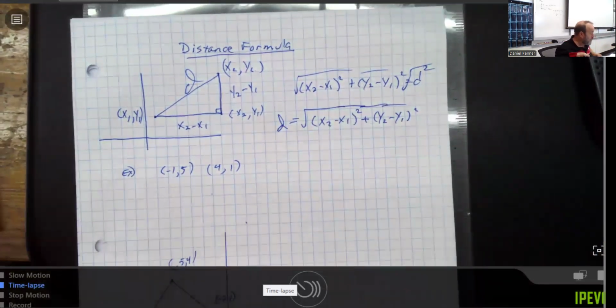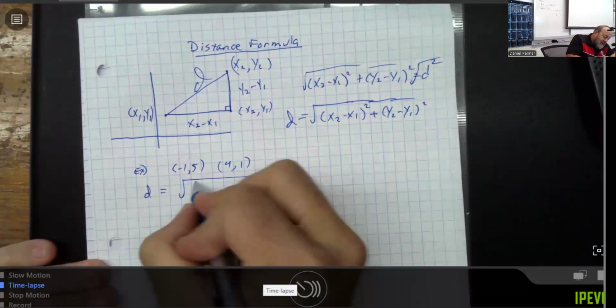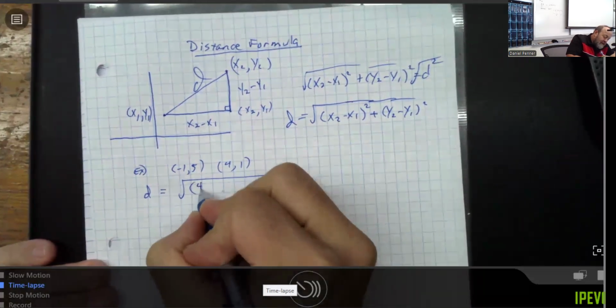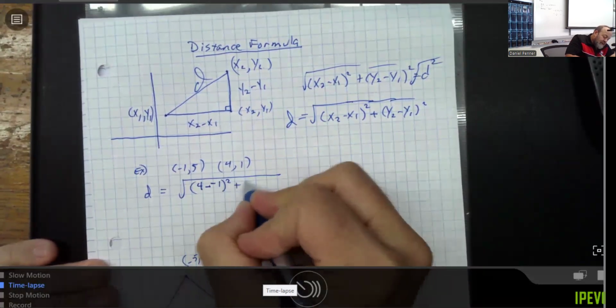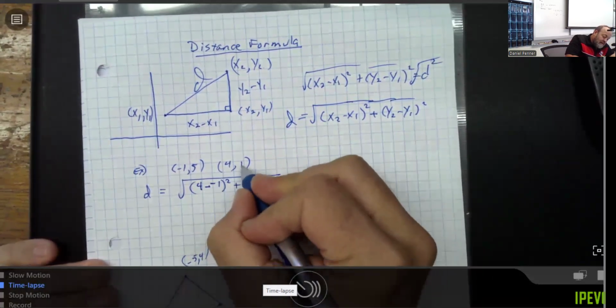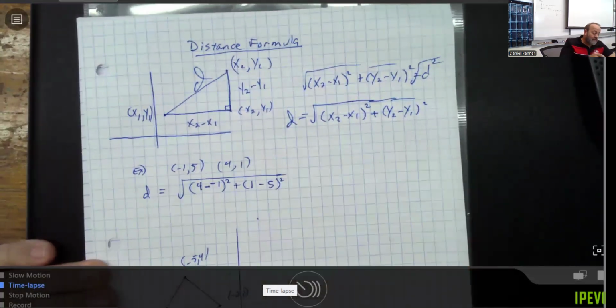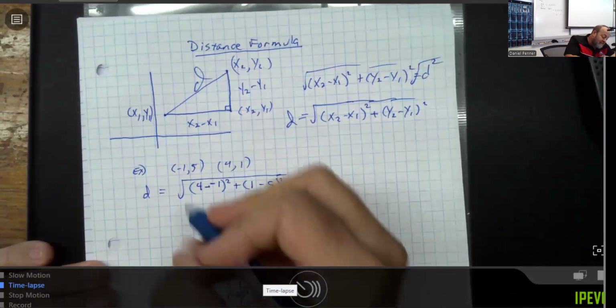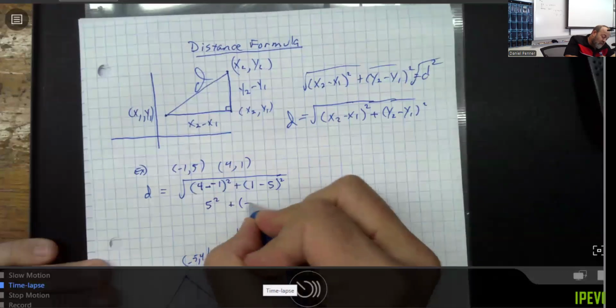Now, this is a great formula because we don't need to make a picture. We don't need graph paper. If we have ugly numbers, we just plug it in and go. So the formula here says, let's take the second x, 4, minus the first x, which is -1, plus the second y, which is 1, minus the first y, which is 5. So there we go. 4 minus -1 is 5. 1 minus 5 is -4.